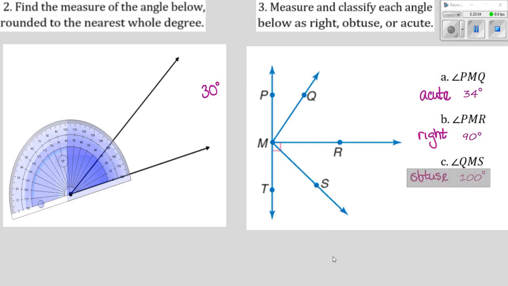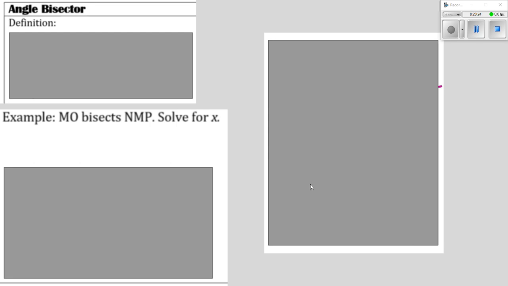So if you measure correctly, you should get something close to 100 degrees. Some numbers might vary by a tolerance of 1 or 2, depending on how you lined up your protractor. And you can see that 100 is more than 90, so it's obtuse. Let's go on to the next.